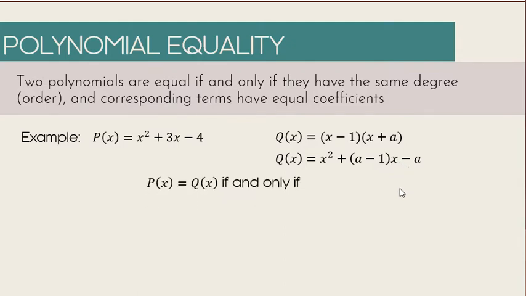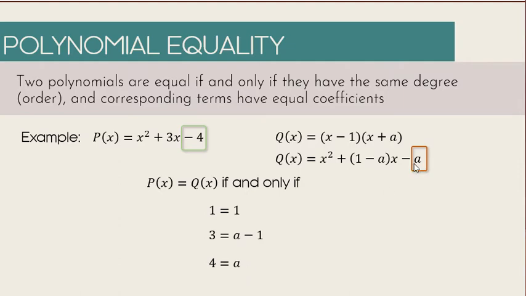Okay, so p(x) and q(x) are equal to each other if and only if x squared equals x squared. That is obvious. That is granted. And now 3x is equal to (a minus 1)x, so we know that 3 must be equal to a minus 1. Moving on, we have negative 4 is equal to negative a, which means 4 is equal to a.